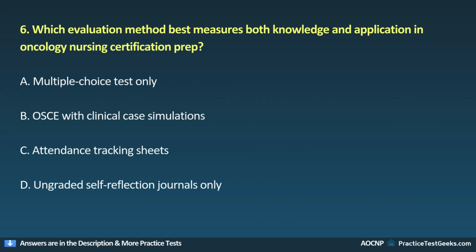6. Which evaluation method best measures both knowledge and application in oncology nursing certification prep? A. Multiple choice test only. B. OSCE with clinical case simulations. C. Attendance tracking sheets. D. Ungraded self-reflection journals only.